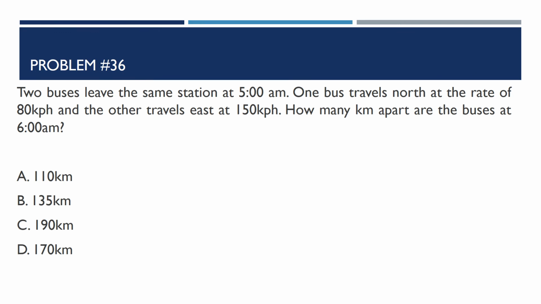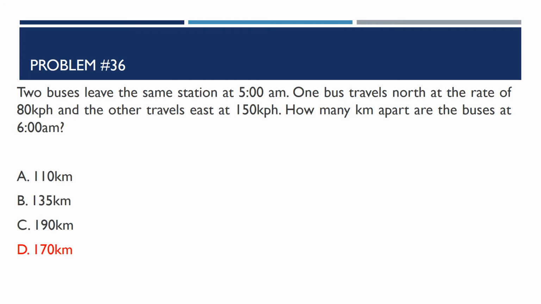Number 36. Two buses leave the same station at 5 a.m. One bus travels north at the rate of 80 kilometers per hour, and the other travels east at 150 kilometers per hour. How many kilometers apart are the buses at 6 a.m.? So let's find the answer. The answer for this problem is 170 kilometers. So how do we get this answer?